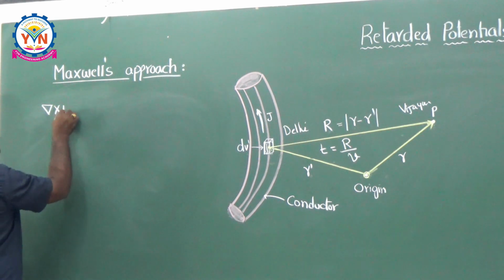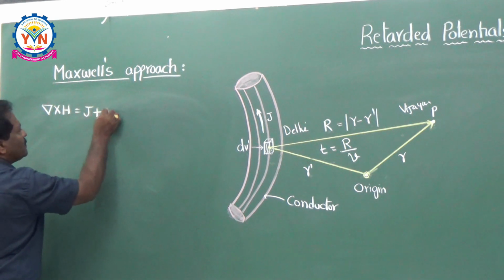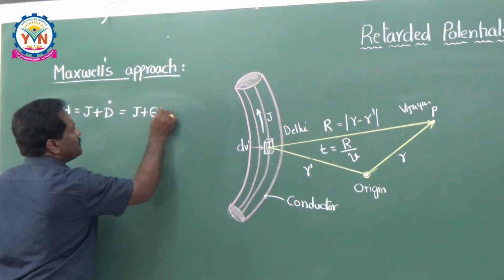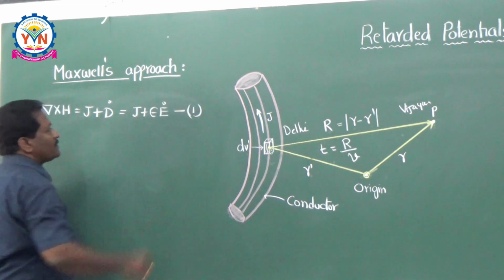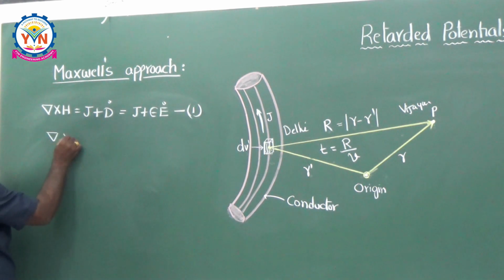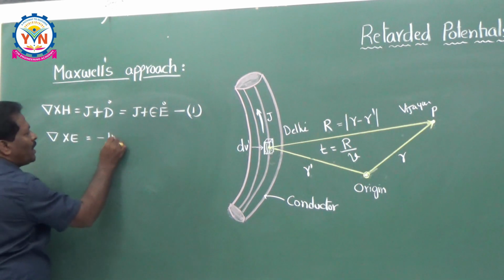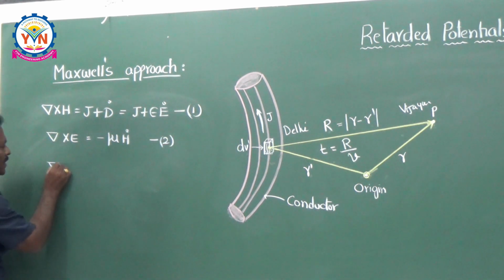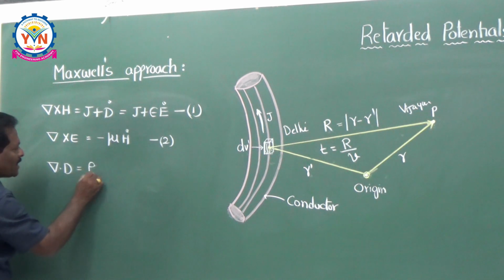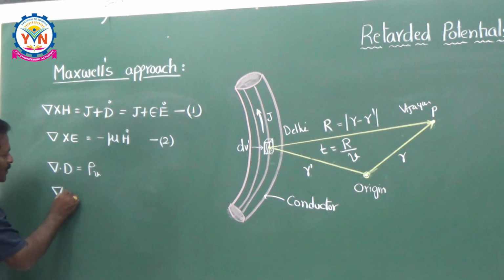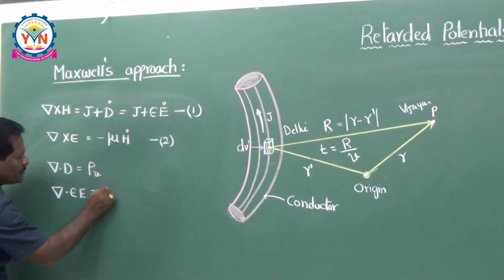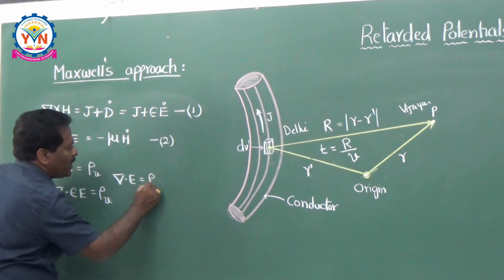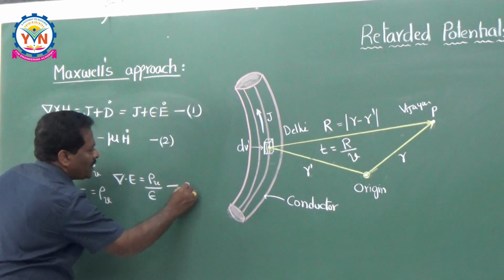Del cross H is equal to J plus D dot, that is also equal to J plus epsilon times E dot. This is the first equation. And the second one is del cross E is equal to minus mu into H dot. And the third one is del dot D is equal to rho V. That means del dot of epsilon times E is equal to rho V. Therefore, del dot of E is equal to rho V by epsilon. So this is the third equation.